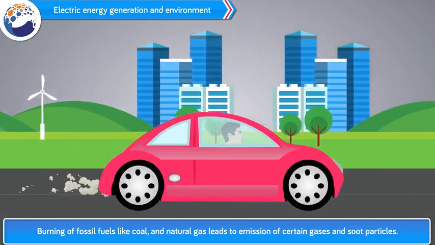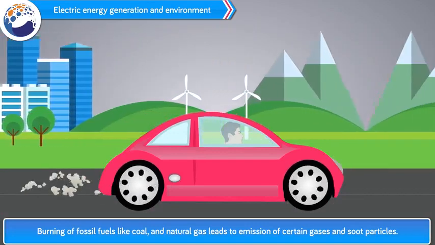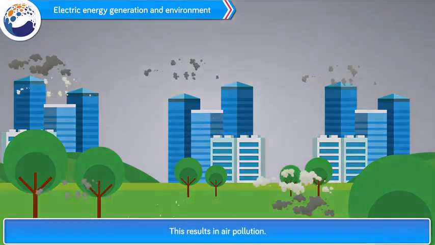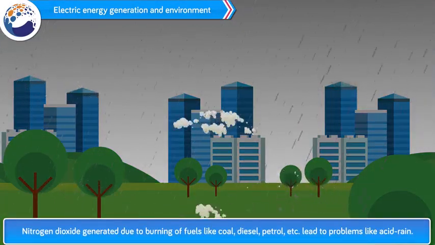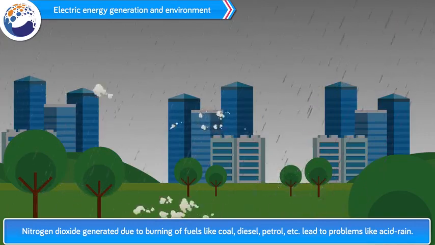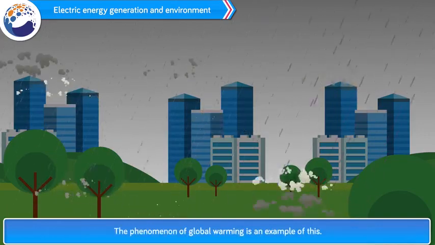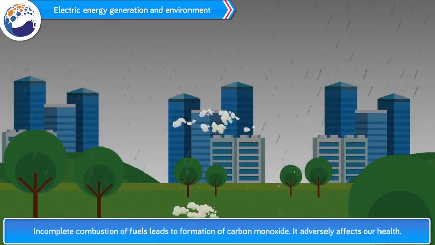Burning of fossil fuels like coal and natural gas leads to emission of certain gases and soot particles. Increase in percentage of carbon dioxide in the air due to burning of fuels affects the environment severely. This results in air pollution. Nitrogen dioxide generated due to burning of fuels like coal, diesel, and petrol leads to problems like acid rain. The phenomenon of global warming is an example of this.